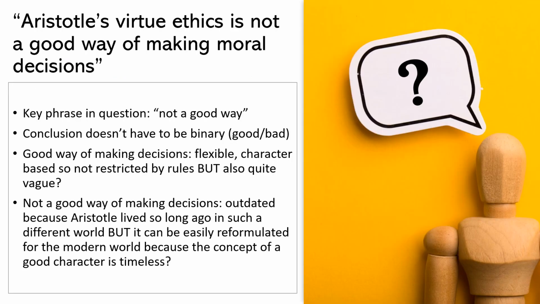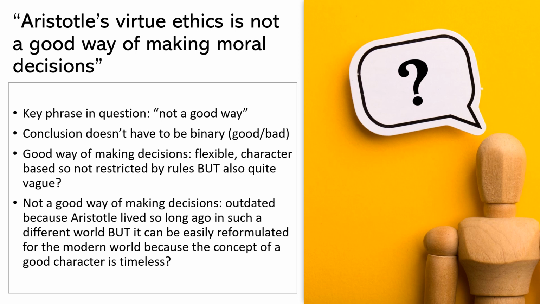Moving on to this one, ethics. Aristotle's virtue ethics is not a good way of making moral decisions. So our key phrase is not a good way. The conclusion doesn't have to be binary. So I mentioned this before, but I think it particularly relates to this one. The conclusion doesn't have to be that it's a good way or it's a bad way. You could land on a conclusion that it's good for some things, but not for others. It's good for certain issues, but it depends on how it's applied.